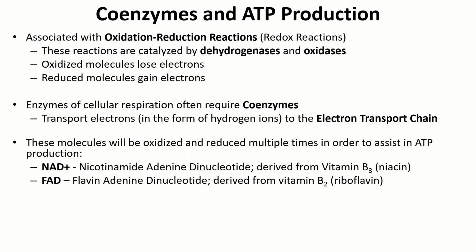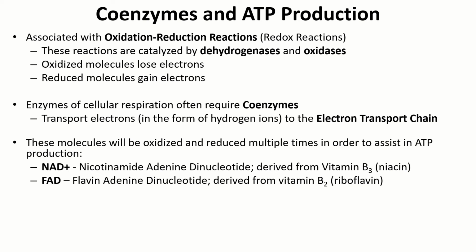Now again, as we said, the enzymes that we're studying here require coenzymes, and these coenzymes are transporting electrons to the electron transport chain. And so the molecules that bring these electrons in the form of hydrogen are known here in their oxidized forms, and this is called the nicotinamide adenine dinucleotide, or NAD positive. FAD is the flavin adenine dinucleotide, and both of these are coming from vitamins that you obtain through your diet.